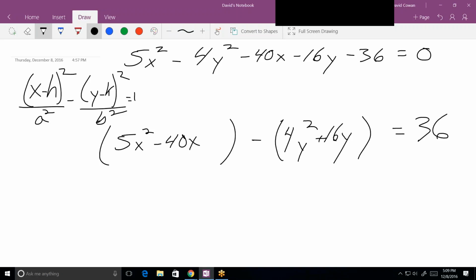Factor out the coefficient of the squared term. So on the left, what is it? It would be 5, and it would become x squared minus 8x. And I'll leave room to complete the square. And then over here, what are we going to factor? It would be a 4, and it would leave y squared plus 4y.